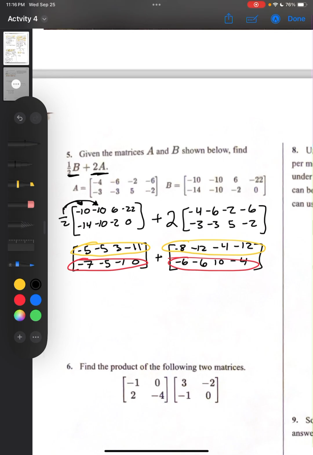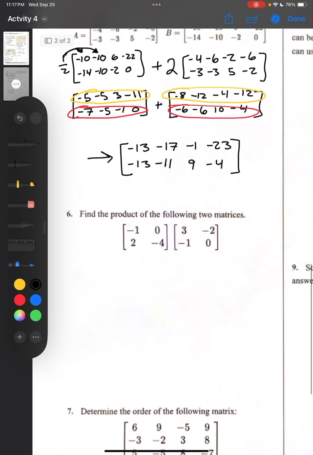So once you add all of those individually, which I'm not going to write just because of space, you should get negative 13, negative 17, negative 1, negative 23, negative 13, negative 11, 9, and negative 4. And that is after you add the rows all together, which we did on the past matrix equation.